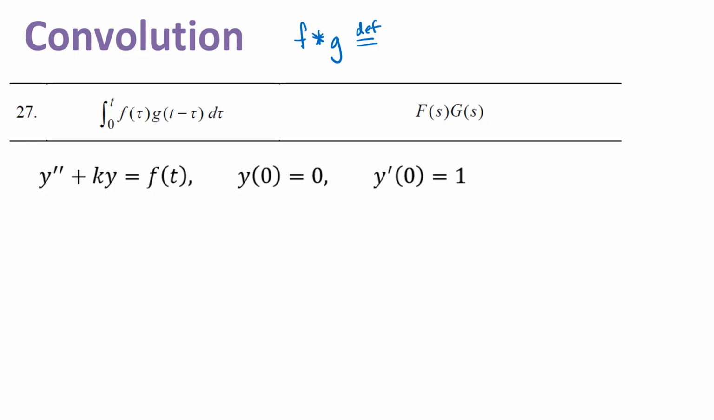And that is defined to be the integral from 0 to t of f of tau. That's just a dummy variable tau. You could use u or something else, but our book and most books use tau, times g of t minus tau, integrated with respect to tau. And that is commutative, so you could do g star f or f star g, and you should end up with the same thing at the end.